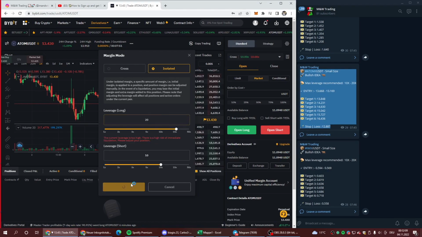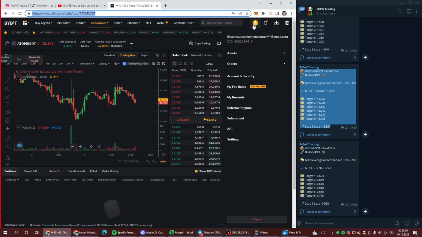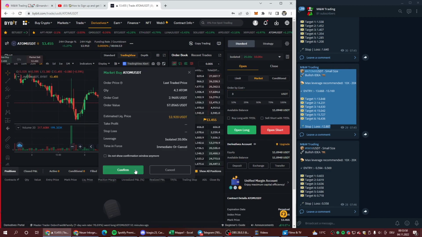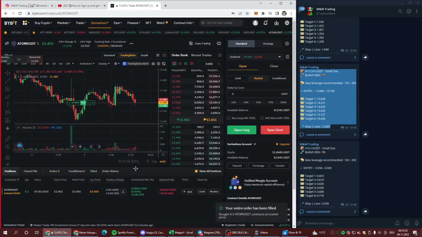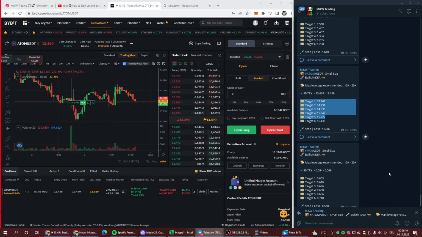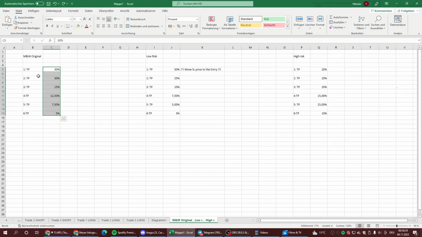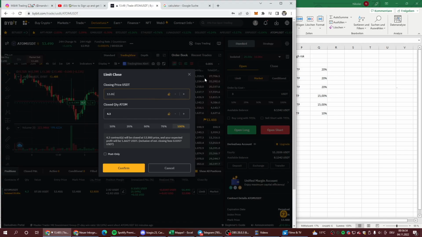20, confirm. We are right now on our example account, so let's say we want to order by cost, let's say 3 USD. Open long. Confirm. Now we want to set the first 5 targets, so let's do it. Close by limit. We type in the price of the first target, 13.848, and as you can see, for the first TP we take out 30% of the trade, so we go to the calculator.